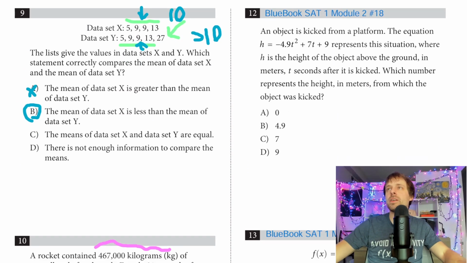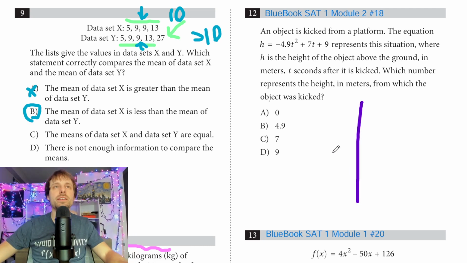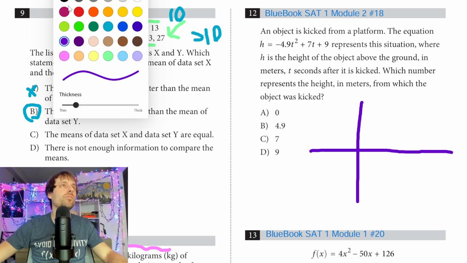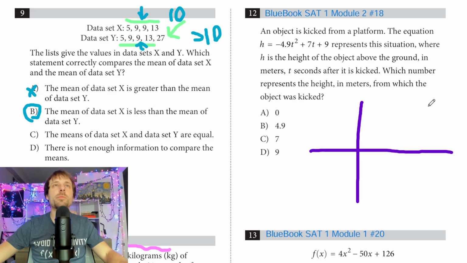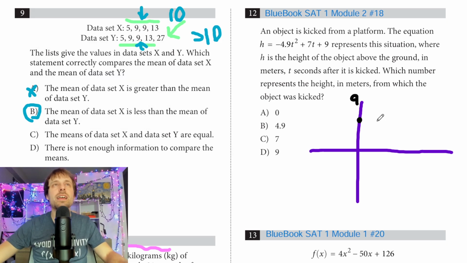Number 12 up here. Okay. And a physics problem. These are fun to kind of picture. If I try to draw this, let's see what it looks like here. So an object is kicked from a platform. So when time is 0, we're starting at 9. And I'll probably put the 9 up here because I don't want to get in the way of my parabola. So at time equals 0, we're at 9. And it is a negative parabola. So maybe it's going to look something like this.